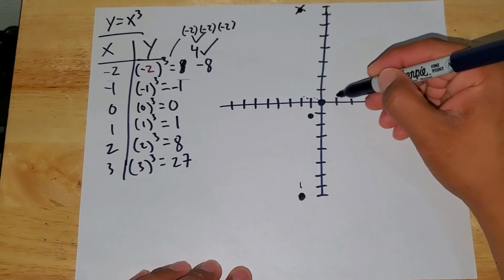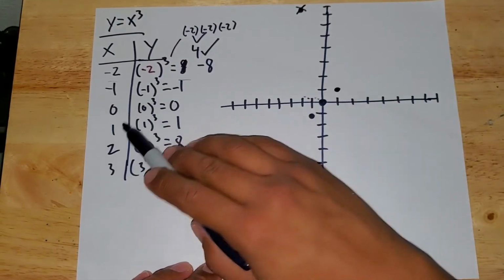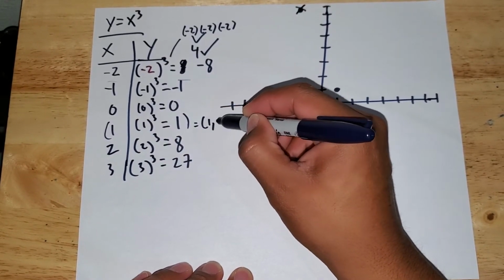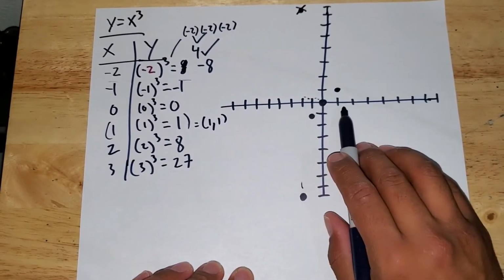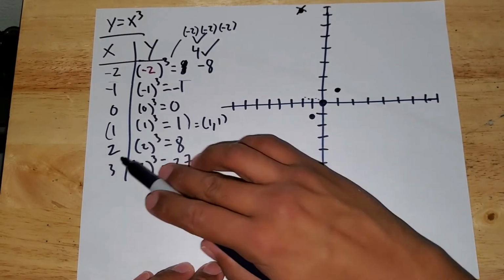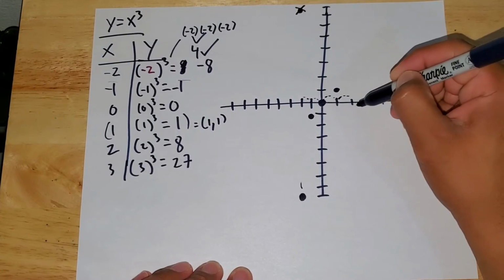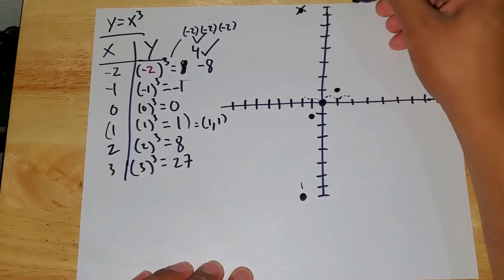So at 1, we got 1. This ordered pair right here is literally saying 1, 1. x is positive 1 and y is positive 1. Now for the next one, I have to go to 2. So I'm going to go 1, 2 to the right. And I have to go up 8.